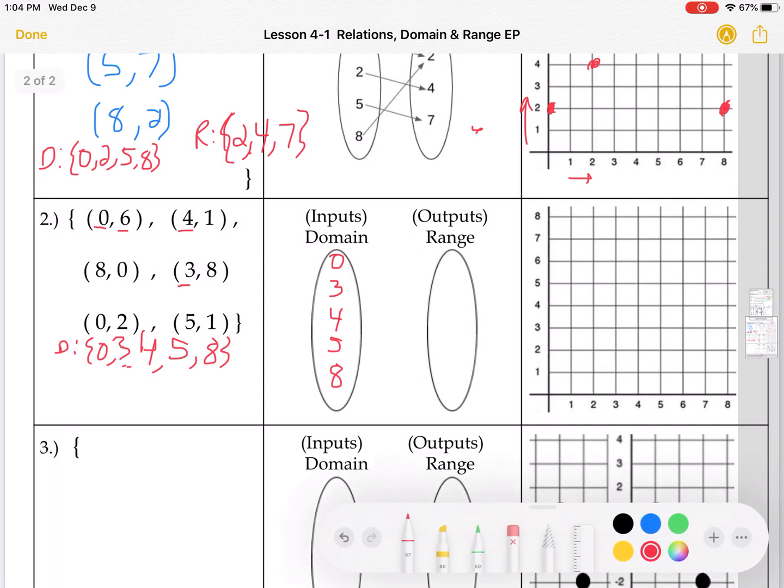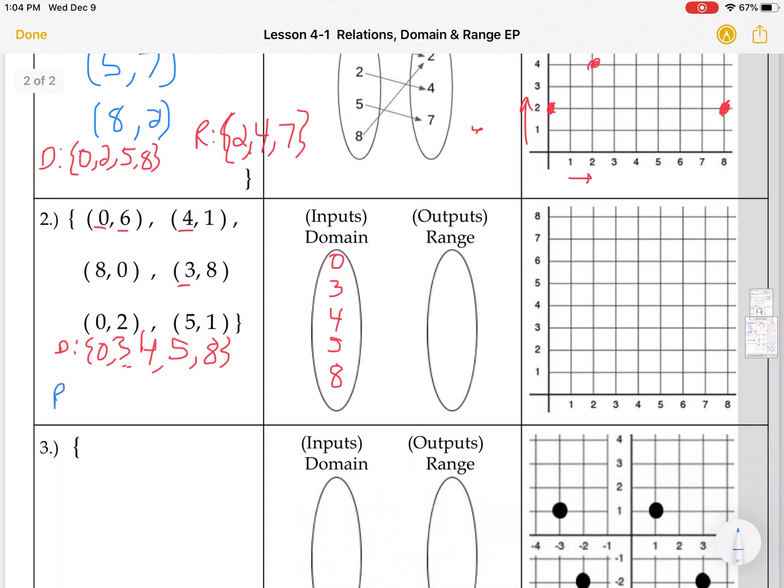Okay, my range. We're simply going to list the y values. So if I'm going in order, I have 0, then I have 1, then I have 2, then I have 6, then I have 8. Remember to put those squiggly brackets. Now, I'm going to list those on my range little circle here: 0, 1, 2, 6, and 8.